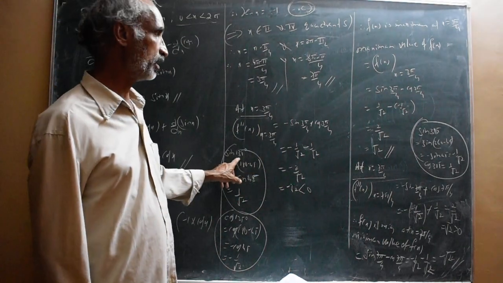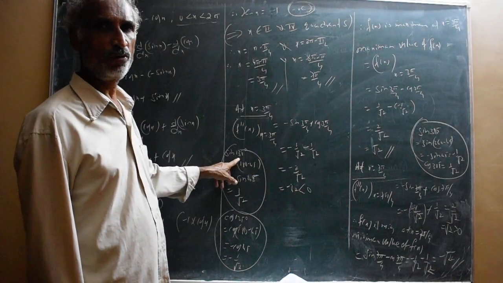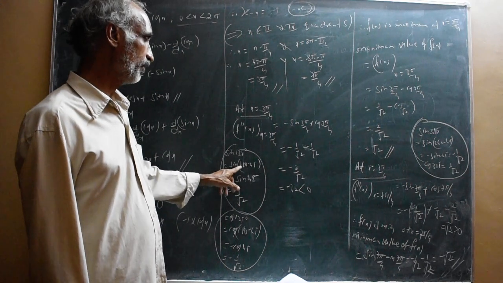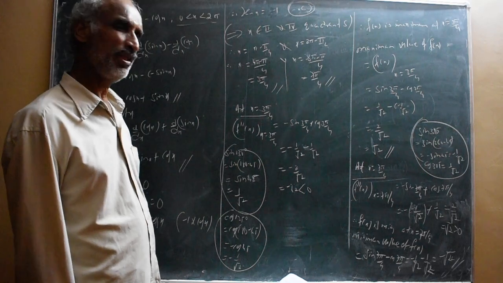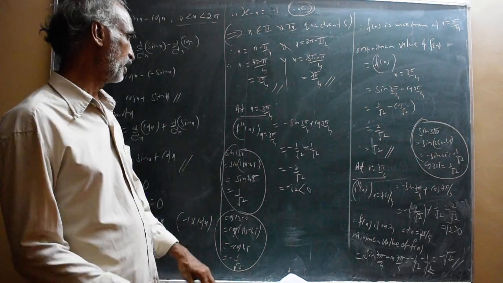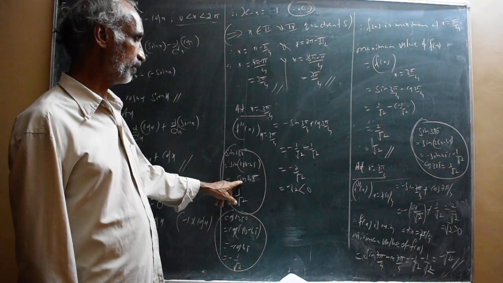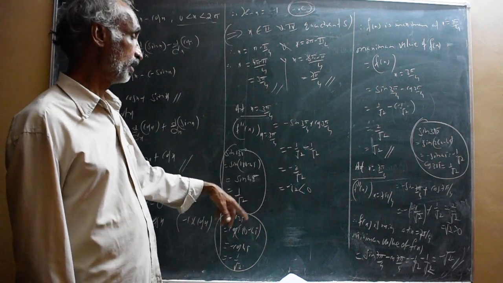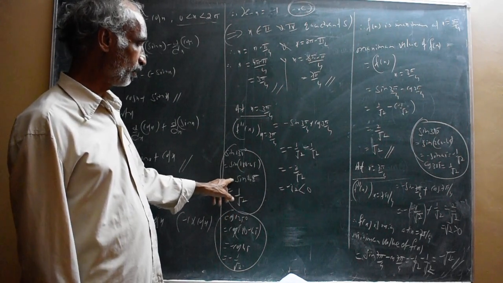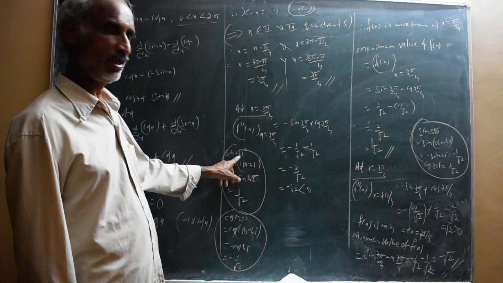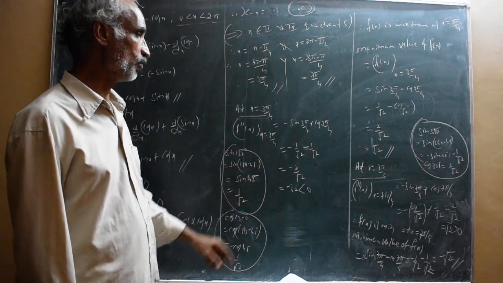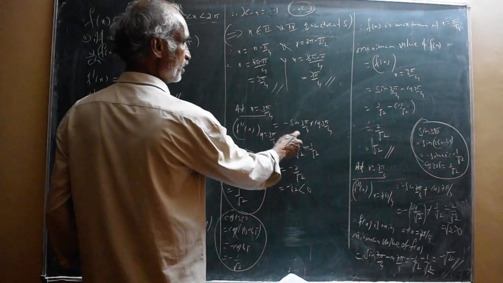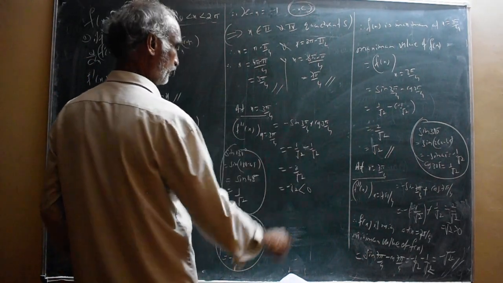Sin 3 pi by 4 means pi by 4 into 3, 135. Sin 135 is what? Sin 180 minus 45, allied angle technique. So 180 is easier. Sin 180 ratio does not change, therefore sin only. But one sign has to come: 135 belongs to the second quadrant, in second sin is positive, therefore plus sin 45. Sin 45 is 1 by root 2. Therefore minus sin 3 pi by 4 is minus 1 by root 2.